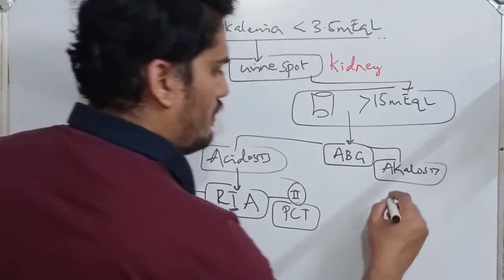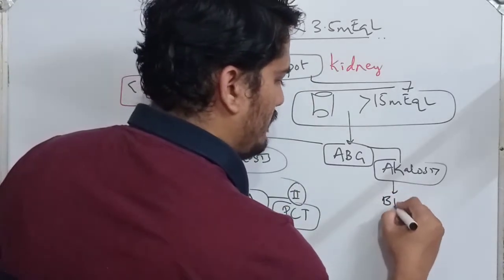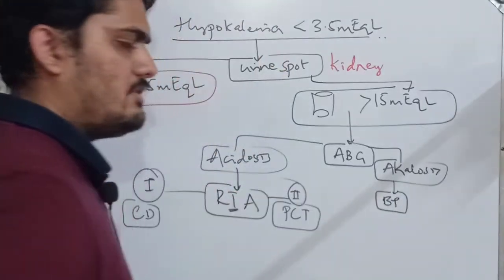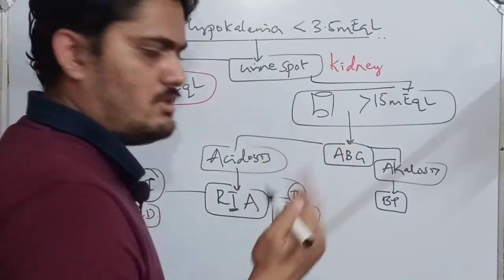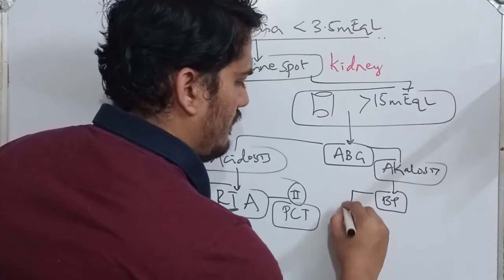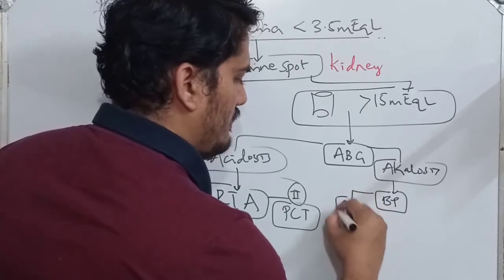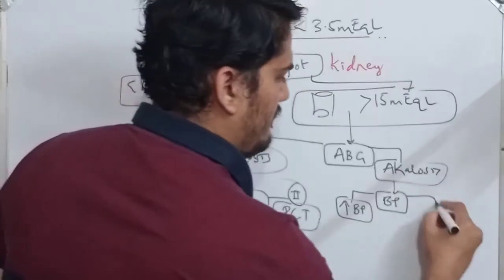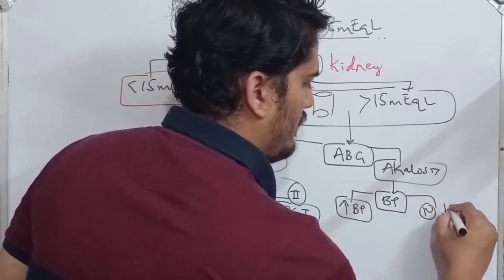So what if the patient has alkalosis and hypokalemia? Here the next important step is checking the blood pressure of the patient. So in this, again, two possibilities. One, the patient has raised blood pressure, and the other, the patient has normal or low blood pressure.